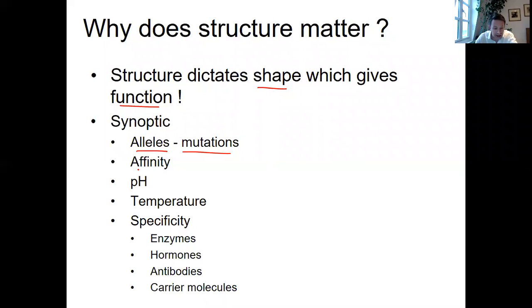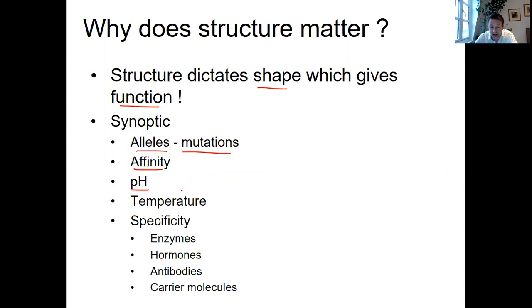Other synoptic bits: the affinity of oxygen for hemoglobin, hemoglobin for oxygen. Remember, you've also got fetal hemoglobin, and fetal hemoglobin has greater affinity for oxygen because it's got a different primary structure, which gives it a slightly different tertiary structure to normal hemoglobin, maternal hemoglobin. So it's got a higher affinity for oxygen, which is why the oxygen goes on to the fetal hemoglobin across the placenta.